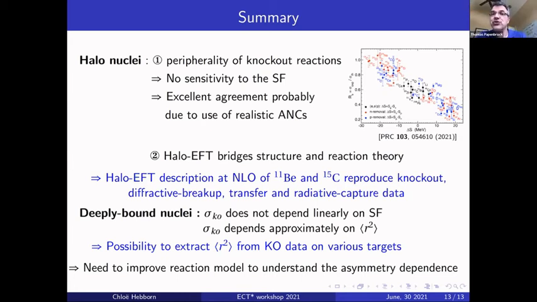Yes, thank you for this talk. So you emphasize here that halo EFT at next-to-leading order reproduces these results. What about leading order? At leading order, you don't constrain the ANCs. And as we saw, the cross-section scales with the ANC, so you need to go to NLO. So even at leading order, within uncertainties, it would not reproduce data, or are the uncertainties just so large?